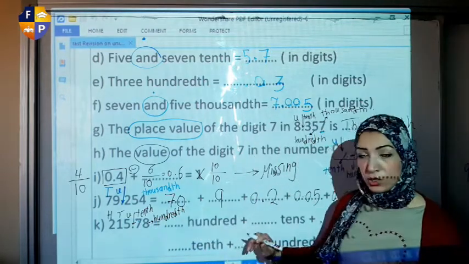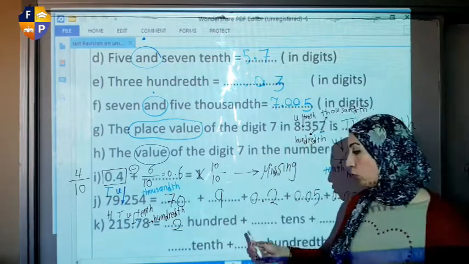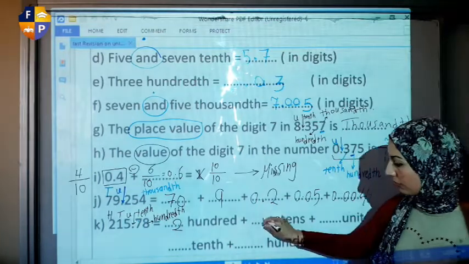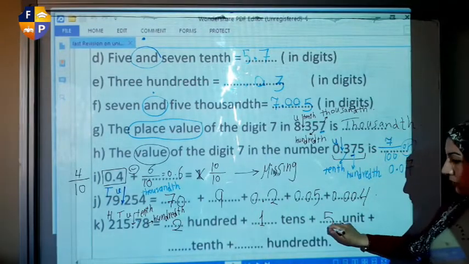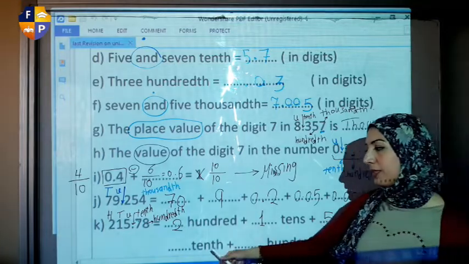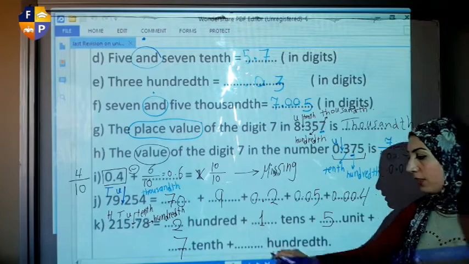So which digit in hundred? For sure, 2 in hundred. Which digit in 10? 1 in 10. Which digit in unit? 5 in unit. Which digit in tenth? 7 in tenth. Which digit in hundredth? 8 in hundredth.